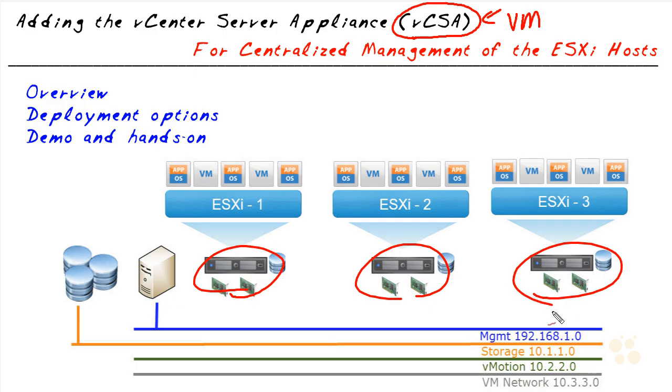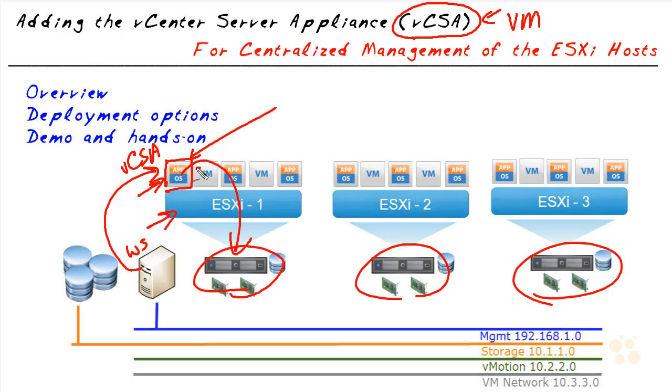So what I propose that you and I do in this lab is let's go ahead and deploy the vCenter server appliance, and let's deploy it as a VM right here on ESXi1. And then we'll configure ESXi1 so that every time it boots, it'll go ahead and automatically start that VM so that you and I, here at our management workstation, can connect over to that vCSA. And to do that, we're going to use the vSphere web client. We'll log on, and then from there, we can centrally manage all of our ESXi hosts.